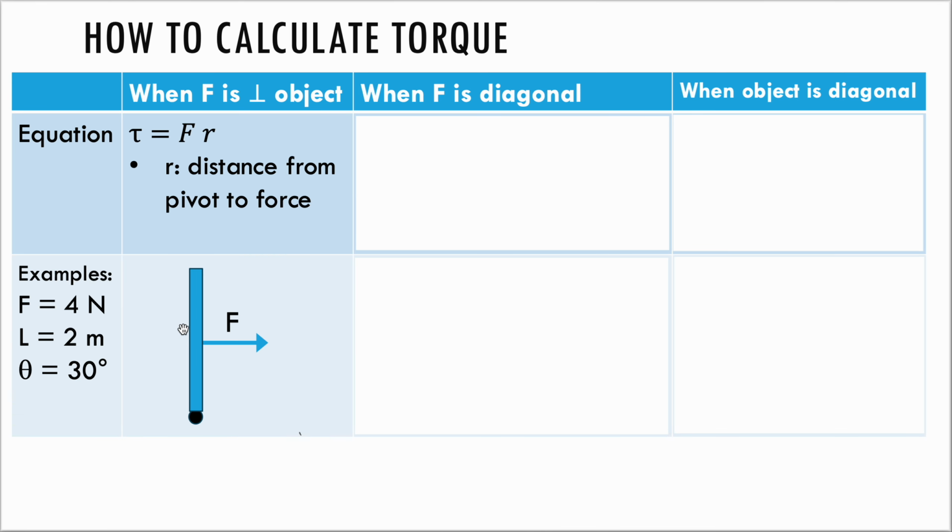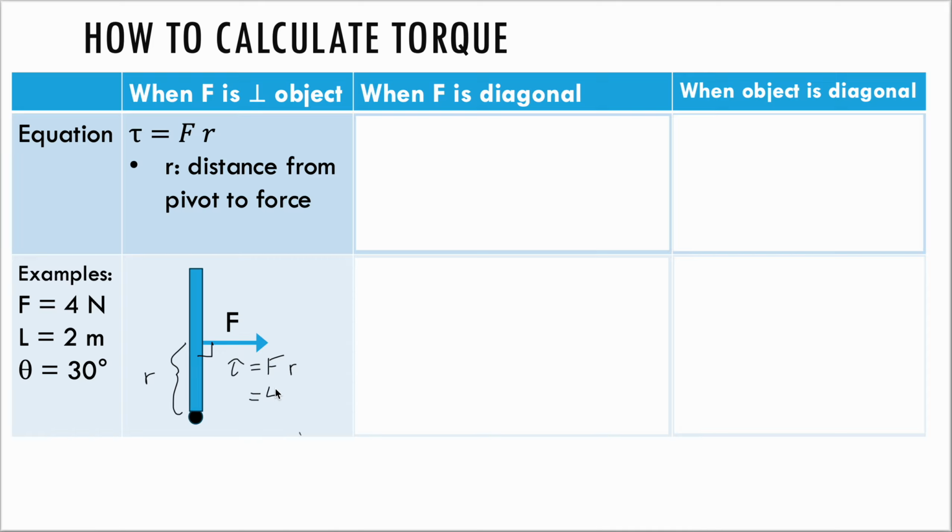Let's look at an example. Here we have a beam of length 2 meters, a force of 4 newtons. This angle of 30 degrees is not relevant to this picture. The angle here between the object and the force is 90 degrees. Because this force is perpendicular to the object, we can use torque equals F times R, just multiply the two together. Now R is this distance from the force to the pivot, so it's half of the length of the beam, which is 1 meter.